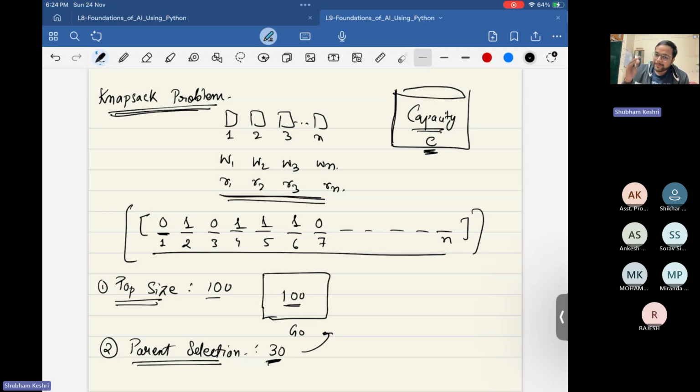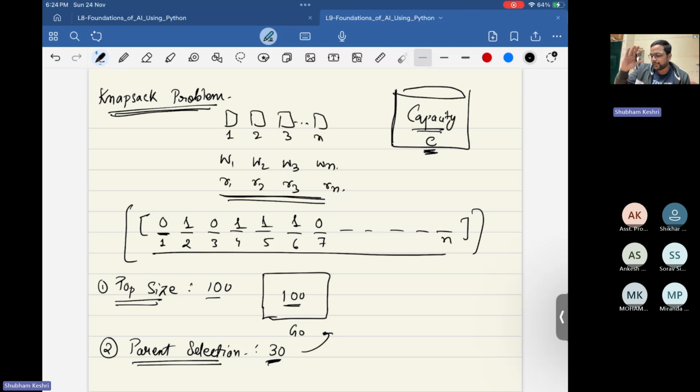Okay. So there can be multiple ways of selecting parents. For this problem, we can say that from 100 individuals, we'll pick the best 30 individuals to become the parents of the next generation. So we have talked about population size, parent selection, and we have also talked about the initial population.